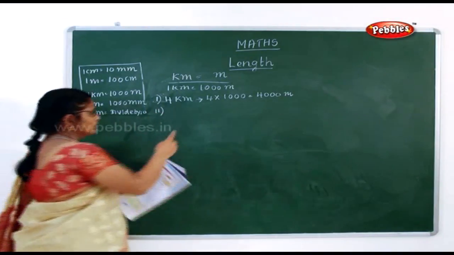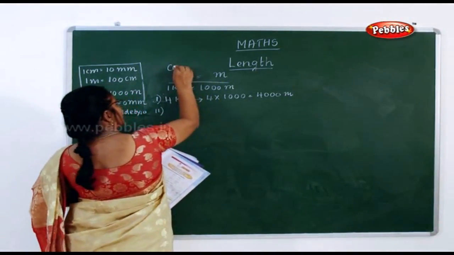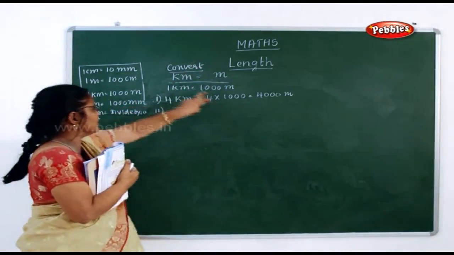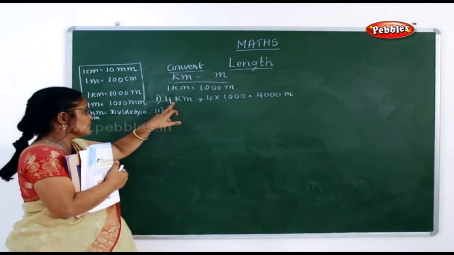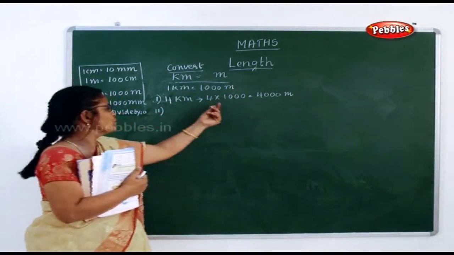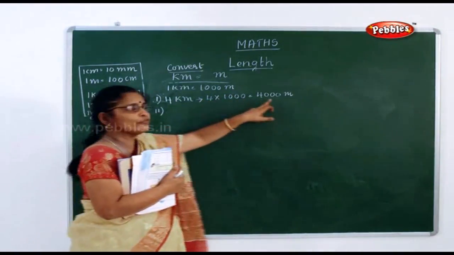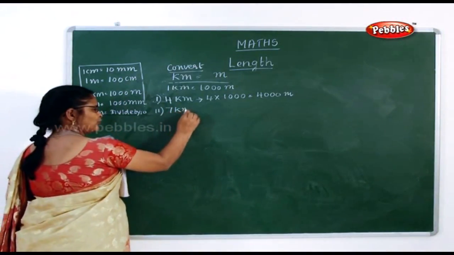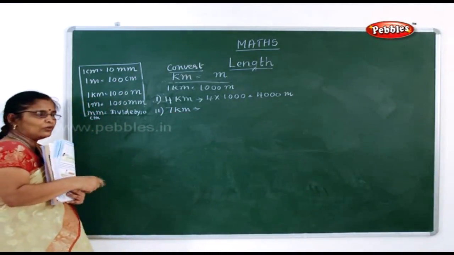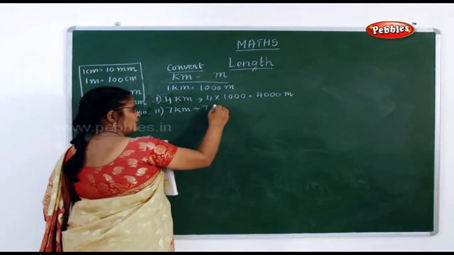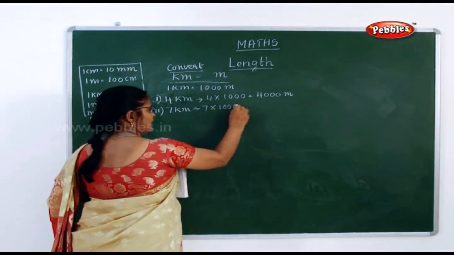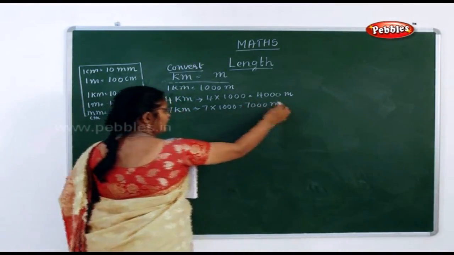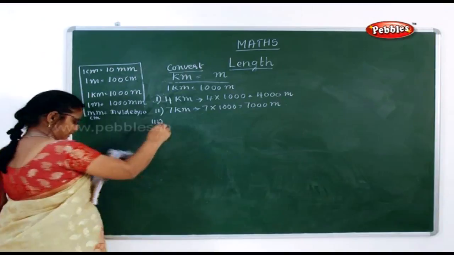Here you are converting kilometer into meter. How will you do it? 1 kilometer is equal to 1000, so you do 4 with 1000, you get 4000 meter. Now the next sum, what have they given? It is 7 kilometer. Same way, 7 into 1000. 7 into 1000 is how much? 7000 meter. Very good.